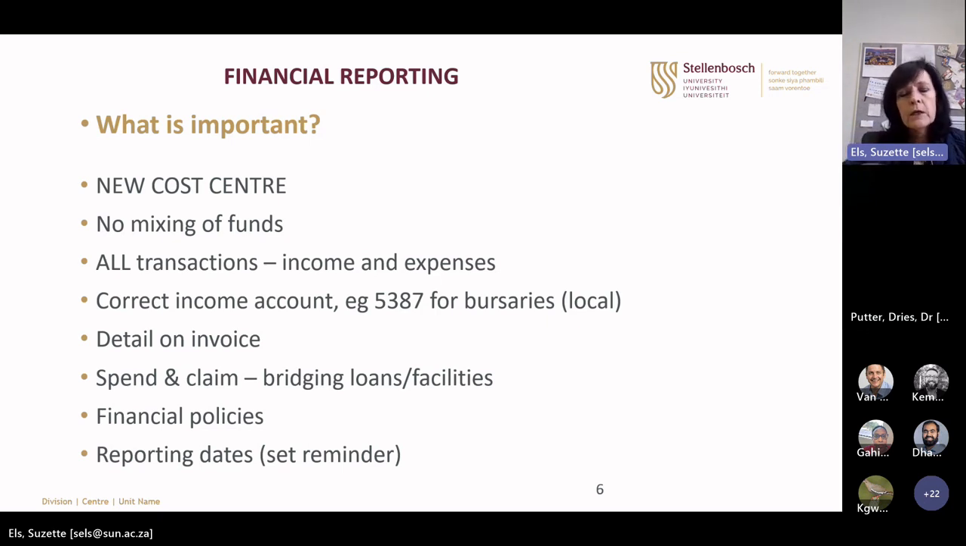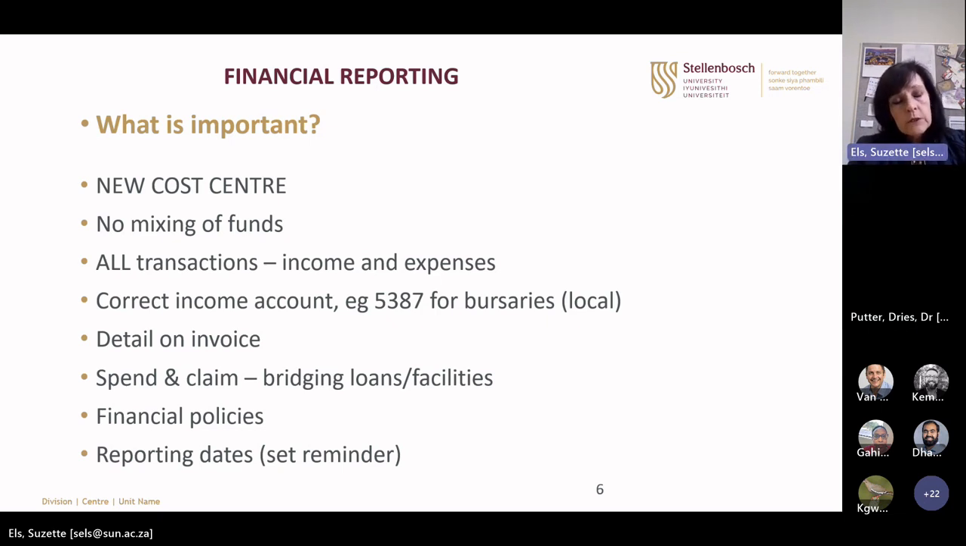The moment you pay it out of another cost center and you still need to do reallocations with the journal, and it falls outside of a reporting period, it will create a problem at finance. So it's important that all transactions, income and expenses relating to the cost center, appear in the project's cost center.